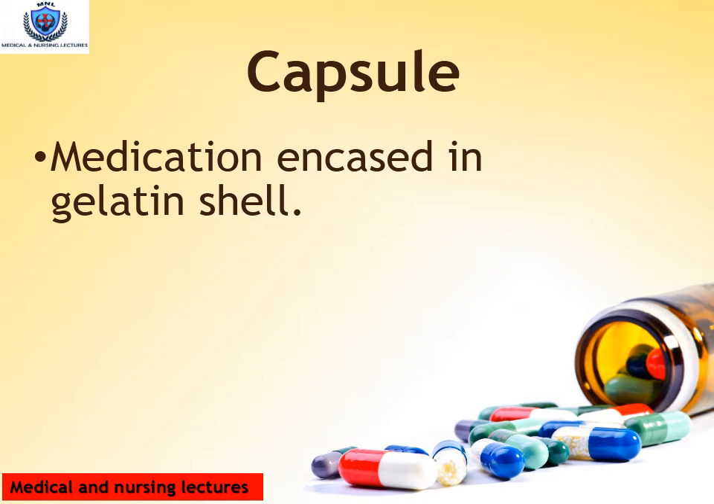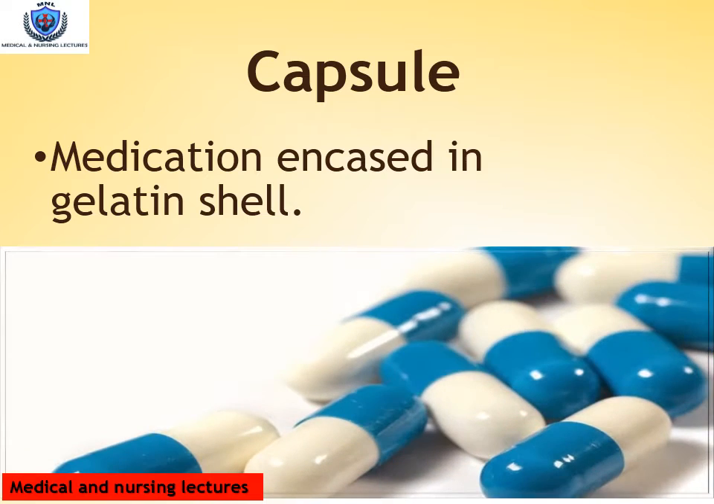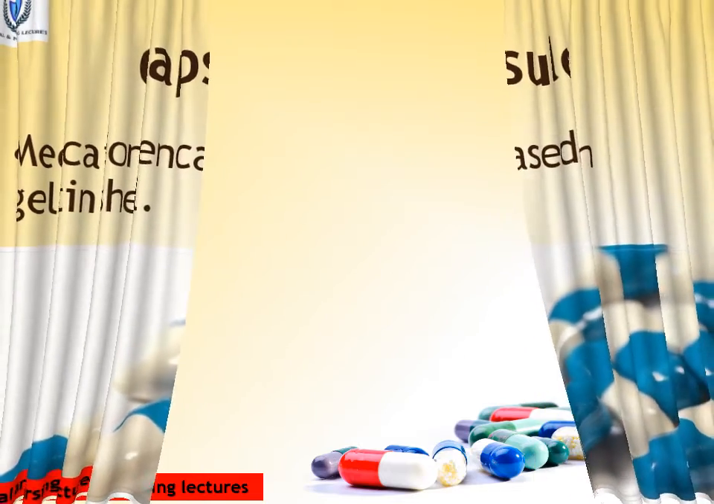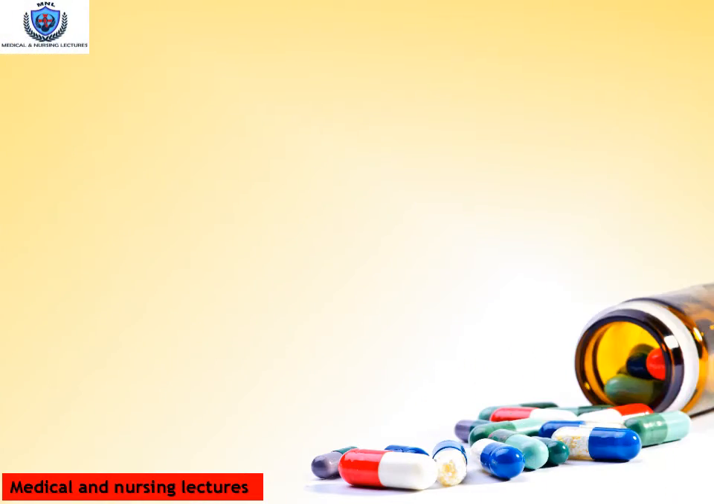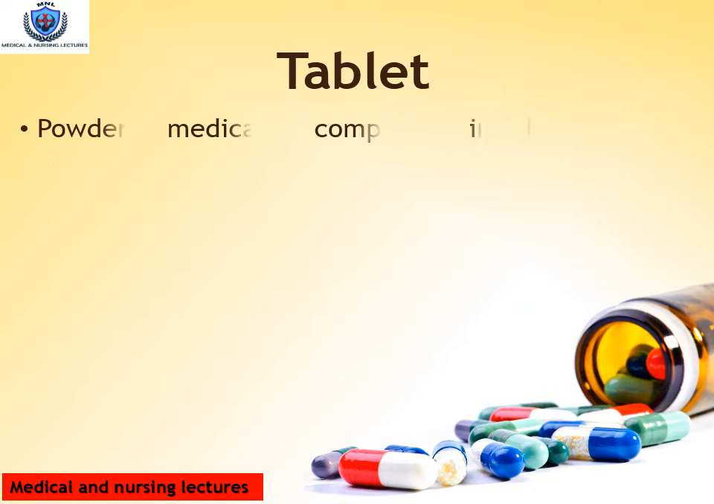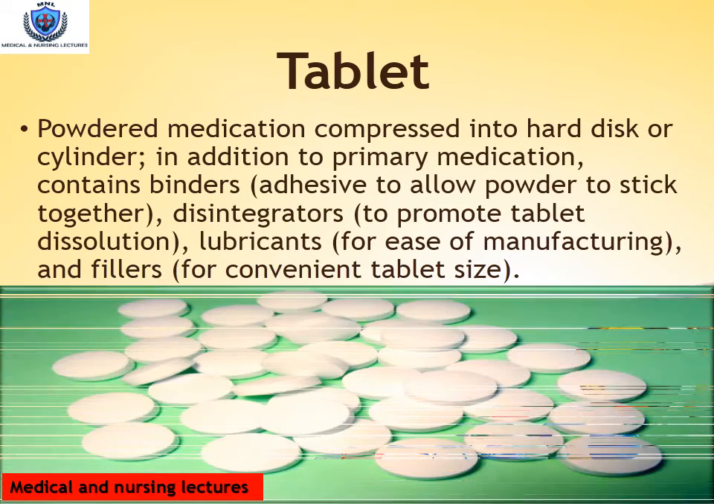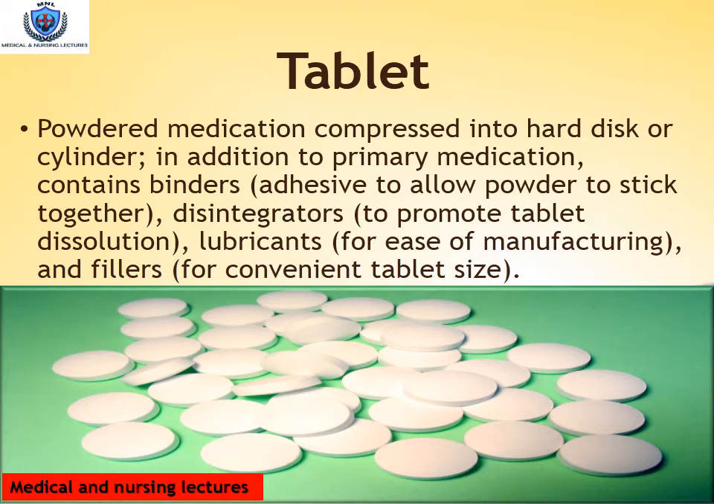Another type is capsule, medication encased in gelatin shell. You can see that also in the picture. Now, what is a tablet? Tablet is a powdered medication compressed into a hard disk or cylinder. In addition to primary medication, it contains binders, adhesive to allow powder to stick together, disintegrators to promote tablet dissolution, lubricants for ease of manufacturing, and fillers for convenient tablet size.